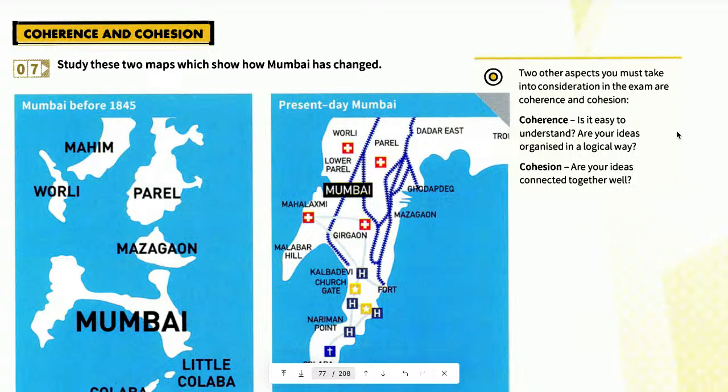So we are talking about organization or the structure of your essay or your sentences. Okay? Is it easy to understand? Is it too complicated? Or do you use different structures and explain your ideas clearly? Something like that. And the next one, cohesion, is are your ideas connected together well? We are talking about the connection between all of your sentences and ideas. Okay? The first one is the structure, about understanding. The second one is the connection. Yeah?